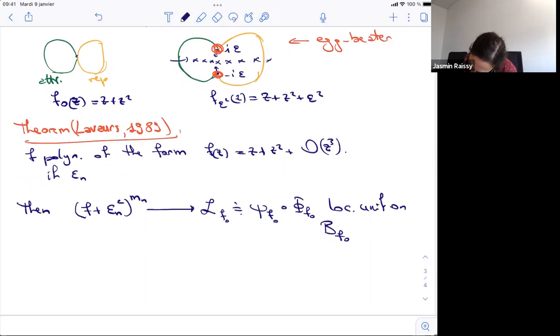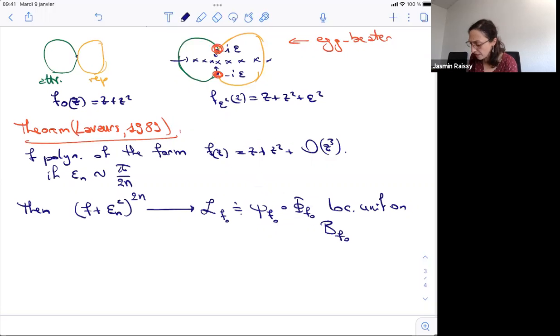If epsilon n behaves like pi over 2n, then in here, I simply iterated 2n times, and I will land on this Lavaurs map. And actually, this is more or less what we needed, because now you have a map which is one-dimensional, and you can ask yourself, does it have, for example, an attracting point?